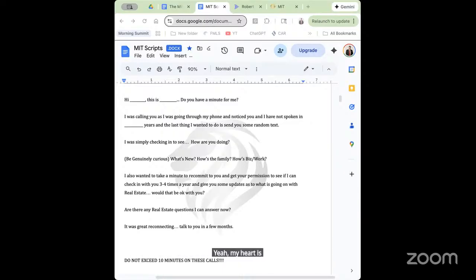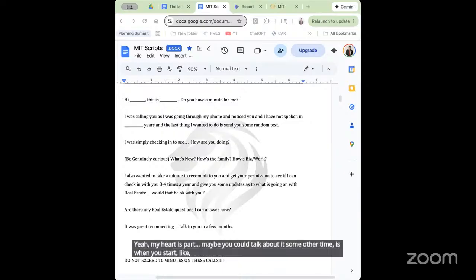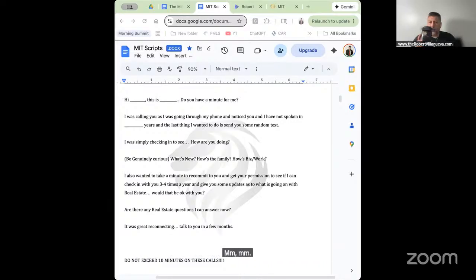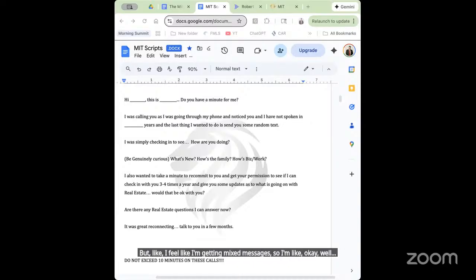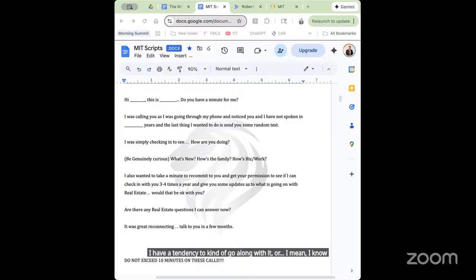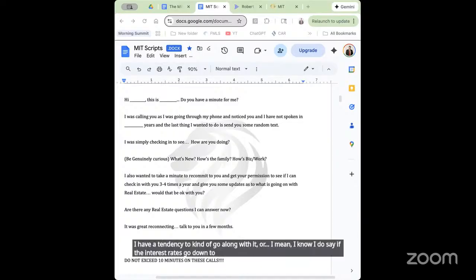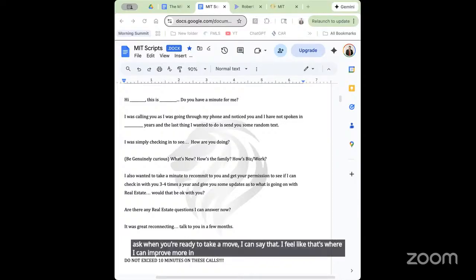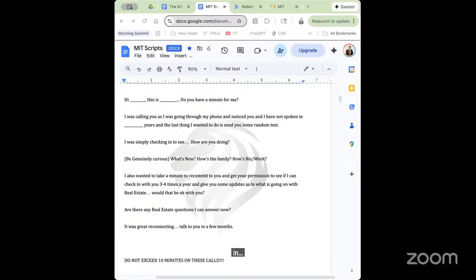Yeah, the hardest part, maybe you could talk about it some other time, is when you start hemming and hawing, like you're delaying, like your kids in school. I feel like I'm getting mixed messages, so I'm like, okay, well, and then I have a tendency to kind of go along with it. Or I mean, I know I do say if the interest rates go down to X, when you're ready to take a move, I can say that. But I feel like that's where I can improve more, in coping, I don't know what the right word is, or riding that hemming and hawing roller coaster. Yeah, exactly.